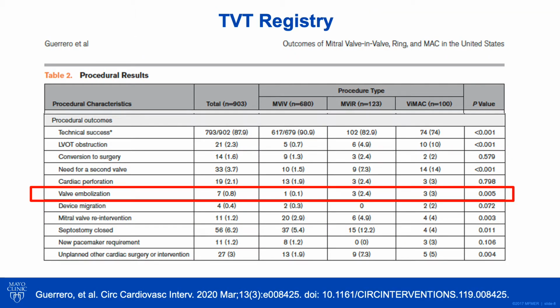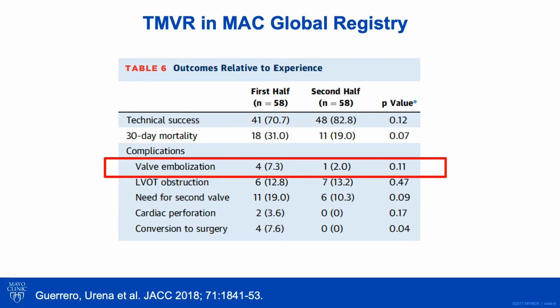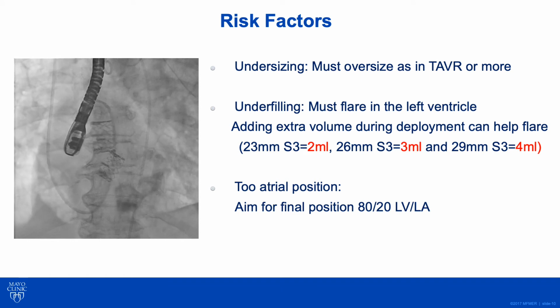This is a more contemporary report with data from the TVT Registry. We analyzed outcomes of valve-in-MAC, valve-in-ring, and valve-in-valve, and we found an embolization rate of 3% in valve-in-MAC, which was higher, particularly higher than mitral valve-in-valve. And what we were able to demonstrate in the TMVR in MAC Global Registry is that outcomes improve with experience. 4 out of the 5 embolizations occurred during the first half of the experience and only 1 in the second half. And the reason is we learned the risk factors for embolization and some tricks to prevent it.